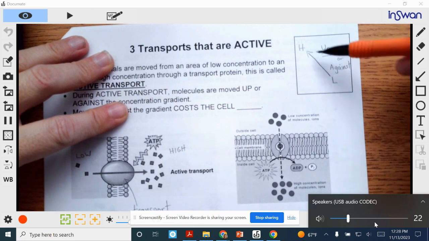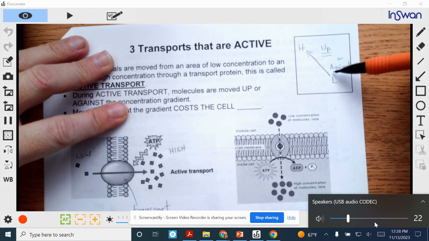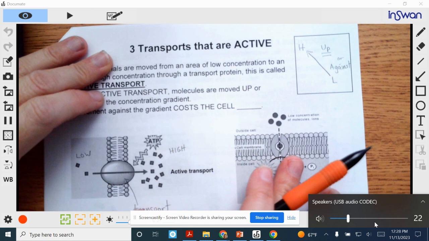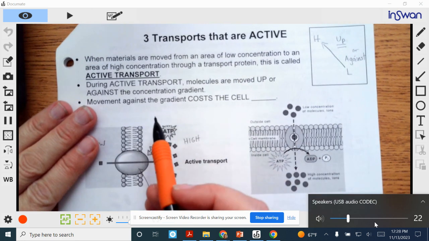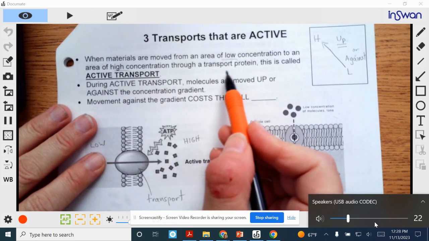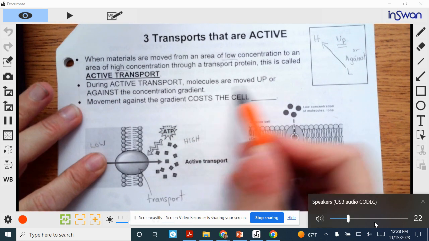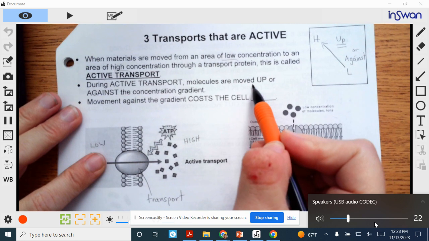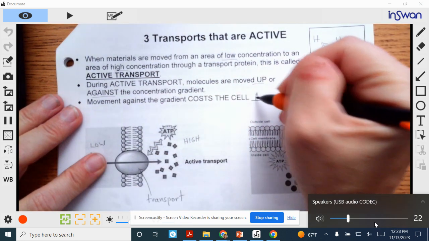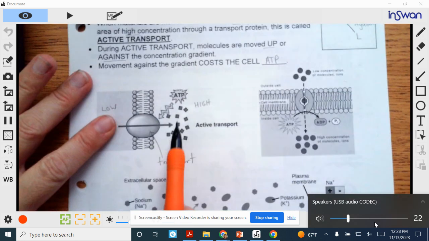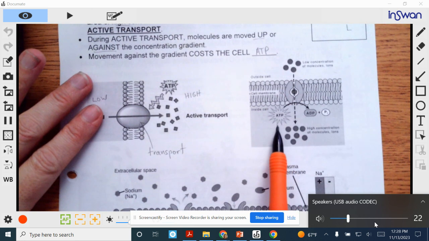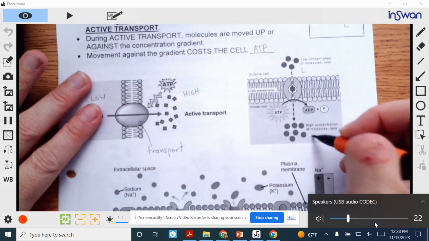So if you think of this as being like a hill to climb, if you're going up the hill, you're not going with the hill, you're going against the hill, okay? All right, so we are moving molecules from an area of low to an area of high concentration through that transport protein, and that's active transport. And again, we can also say that we're moving molecules up or against the concentration gradient. This will cost the cell ATP. So notice on all of these diagrams right here, you're going to see cost the cell ATP. And again, we're moving it from low concentrations to high.